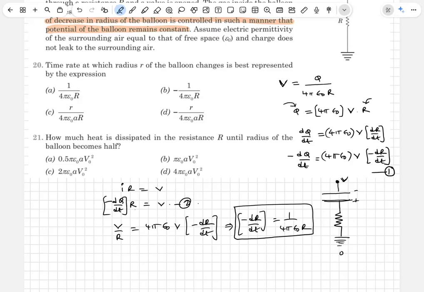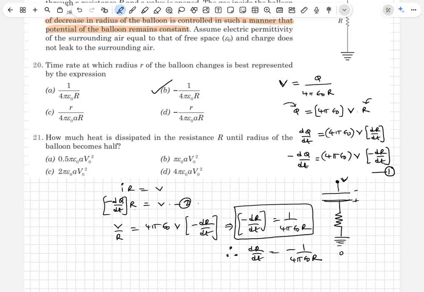What to answer? Now, 90% of the students, whoever solved till here, don't feel that you are reaching the answer. Read the question properly. They are asking the time rate at which the radius of the balloon changes, dr by dt, not minus dr by dt. So therefore, dr by dt is minus 1 by 4 pi epsilon naught R. B is the correct answer. A lot of students make a mistake here. I'm repeating again. You should have enough patience to read the full length of the question. Don't take any decision partially on the basis of whatever information is available.